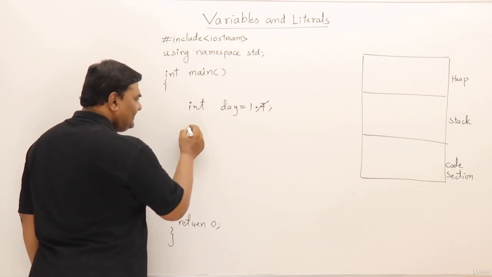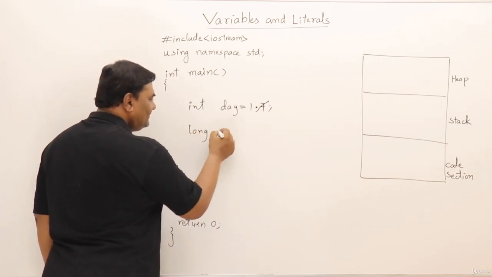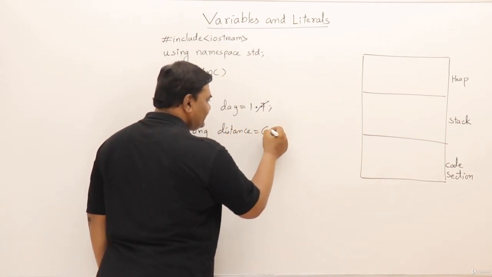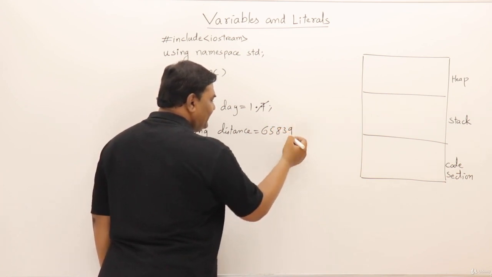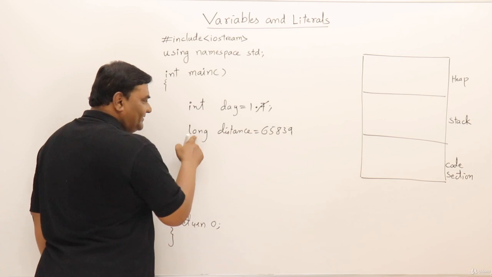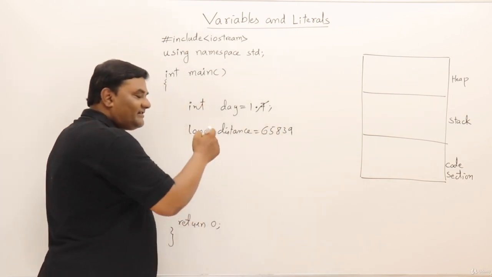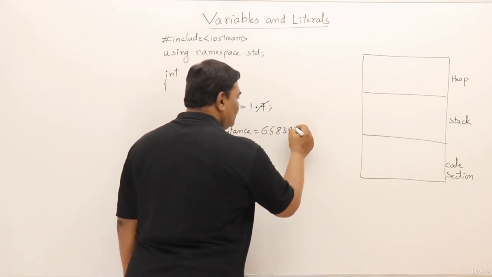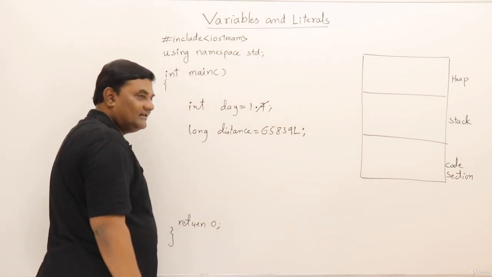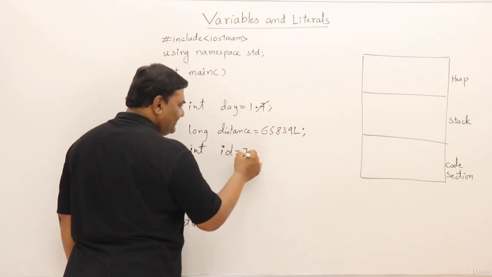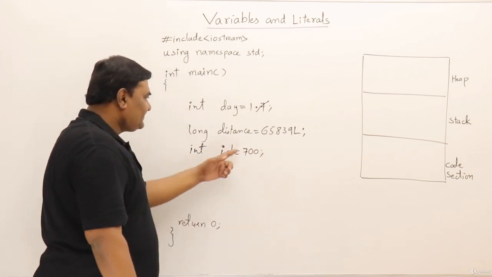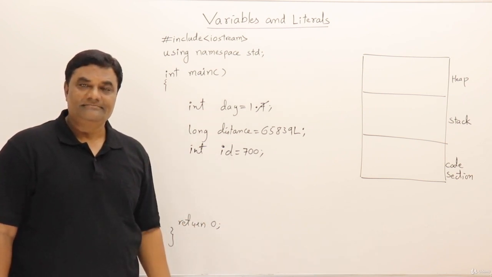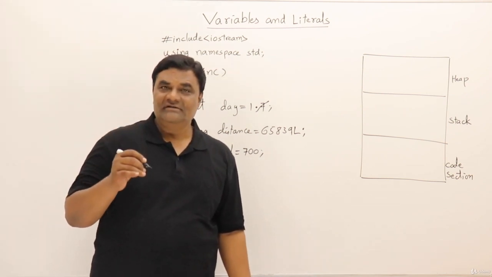Next, if I am declaring a long type of variable, long distance, and here I have to assign some value, 65839. Suppose this is a bigger value. The variable type is long, but what is the literal type? Literal is an integer only, but to make that literal also long, I should suffix it with L. So if you declare it plainly, this will be an integer value. With L, this will be a long value. So long literals are followed by L. This was about integer literal.